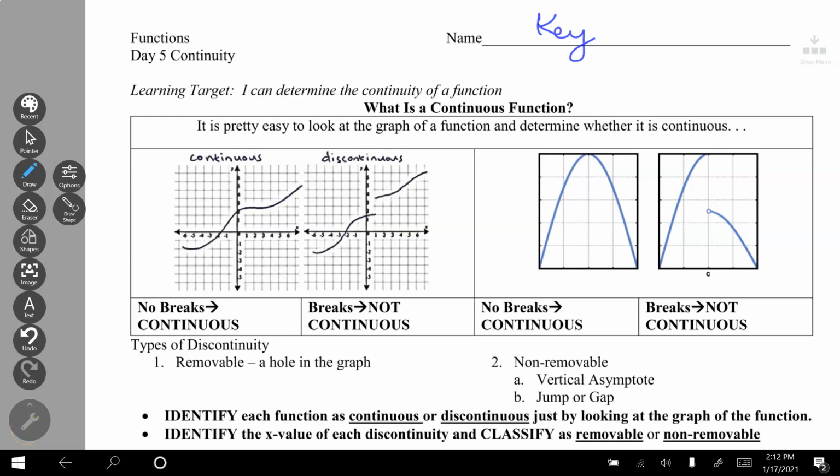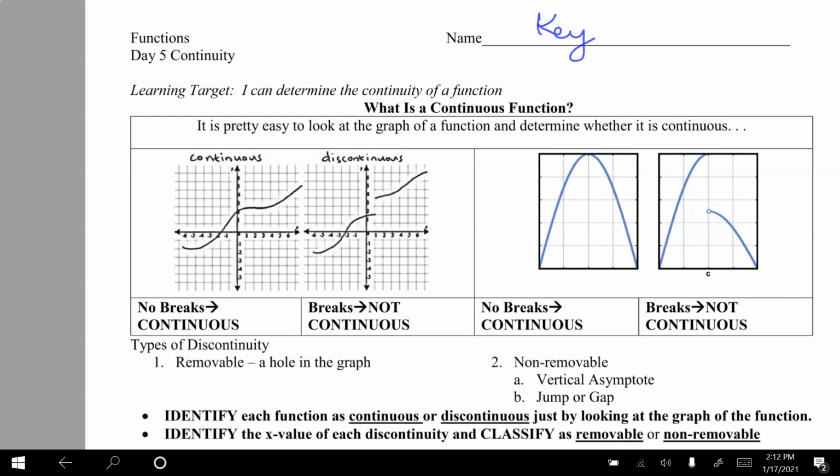Welcome to day 5, continuity. We're going to determine if a function is continuous or not continuous. It's very obvious to tell from a graph if it's continuous or not.